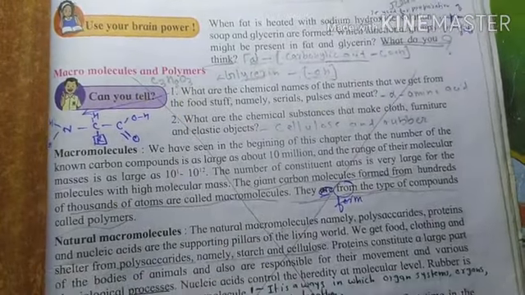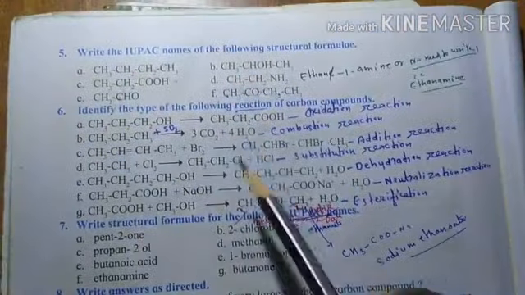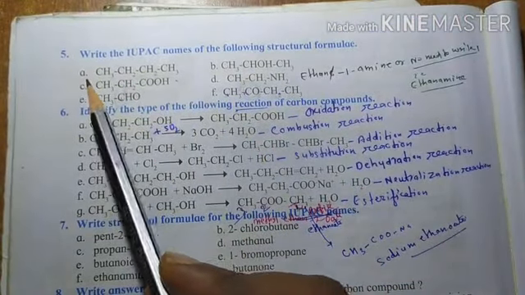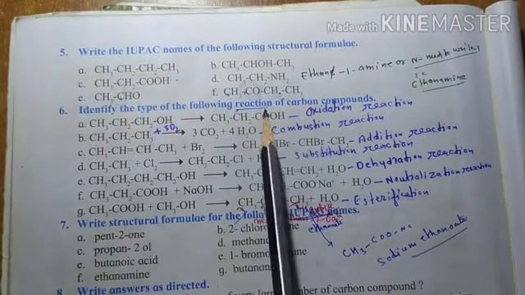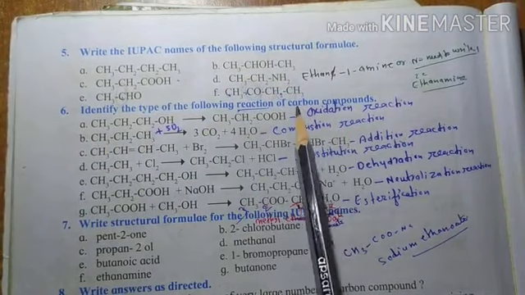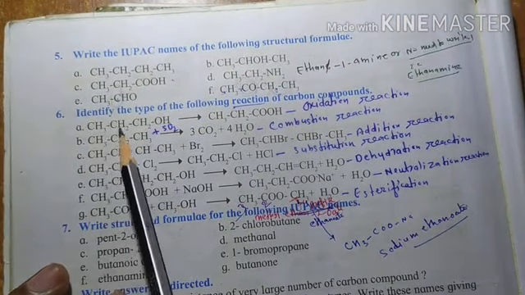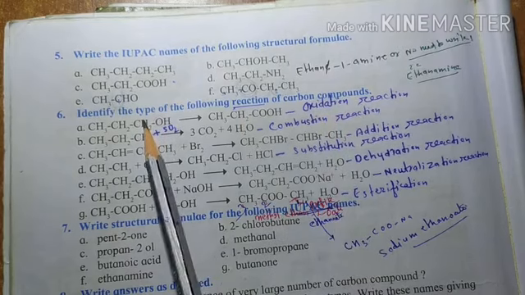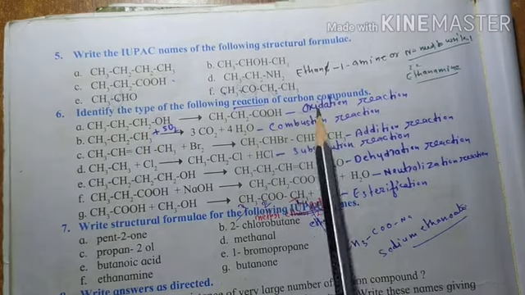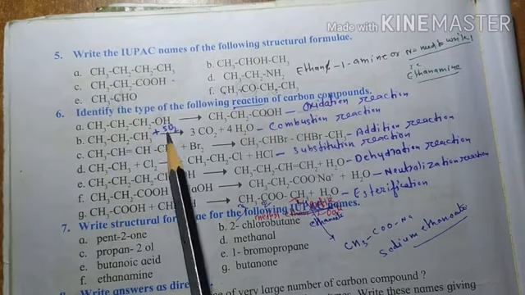So students, one more thing I want to explain. This one I have done. Identify the type of the following reactions of carbon compounds. You can see there is CH3CH2OH. Here there is only one oxygen, and here there are two oxygens. It means this is an oxidation reaction, because in oxidation reactions, oxygen combines with the reactants. So this is an oxidation reaction.